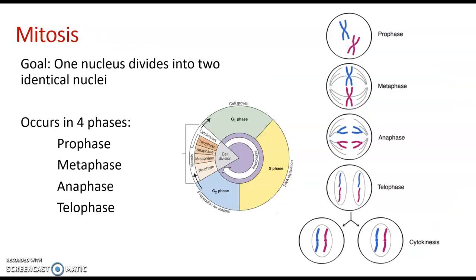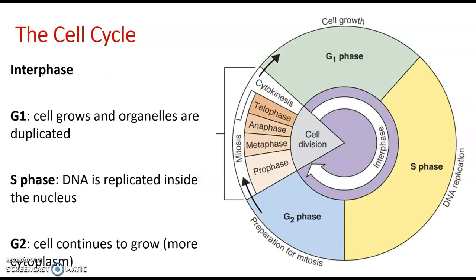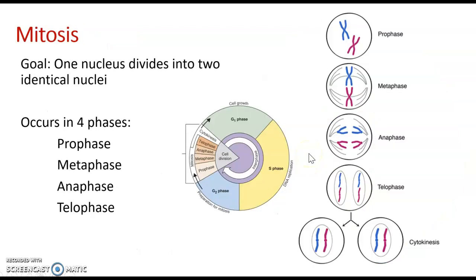Mitosis itself is that process of cell division. So if you're looking at the cell cycle, you can think of it as being in 2 phases: interphase, where all of those things are happening, and then cell division. And cell division is then going to be broken down into 4 of its own phases.